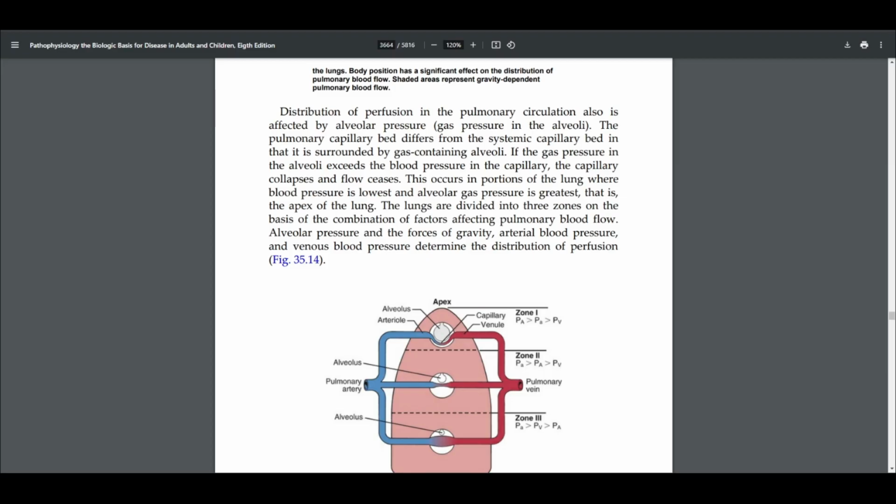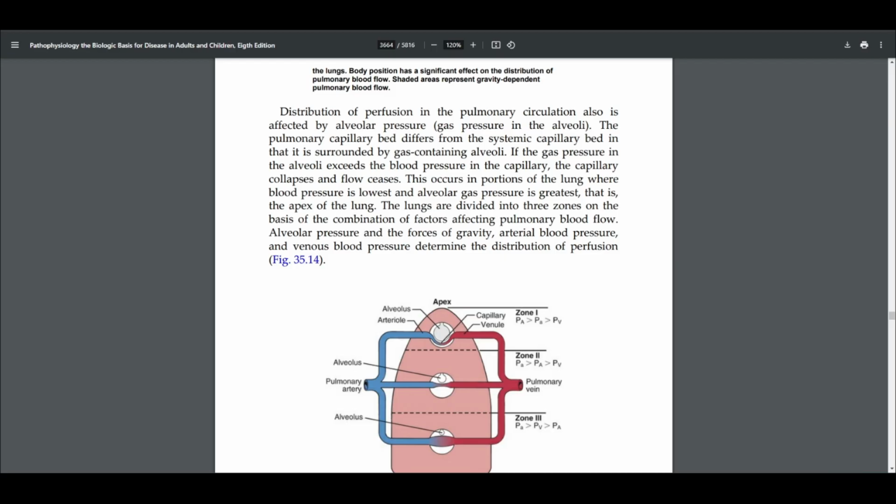Distribution of perfusion in the pulmonary circulation also is affected by alveolar pressure, that gas pressure in the alveoli. The pulmonary capillary bed differs from the systemic capillary bed in that it is surrounded by gas-containing alveoli. If the gas pressure in the alveoli exceeds the blood pressure in the capillary, it collapses and flow ceases. This occurs in portions of the lung where blood pressure is lowest and alveolar gas pressure is greatest, that is, in the apex of the lung.